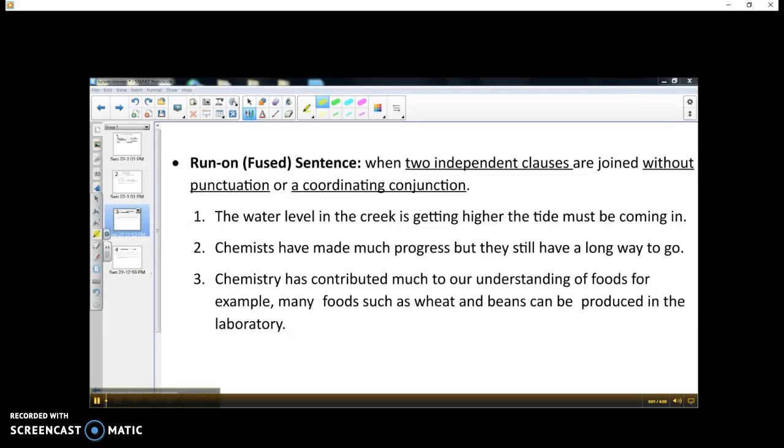Now, a third method is to use the semicolon and then add maybe a transitional phrase or word. In this case, we could do a semicolon and add therefore. After the therefore, we would need to add a comma because that's a transitional phrase. So that's another way we can correct it.